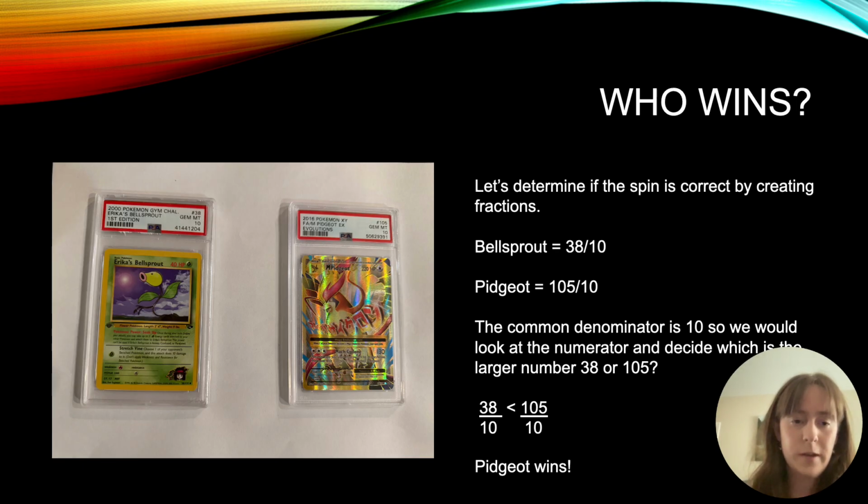Okay, using some math on these PSA cards, Bellsprout is 38 over 10. Pidgeot is 105 over 10. What do they have in common? Their denominator. The denominator is what? 10. Because we know their denominator is common and it's the same, we're going to then look at the numerator. The numerator is the number on top. It's different. Which one's bigger? 38 or 105? 105. So we're going to be using this sign because 38 over 10 is less than 105 over 10. So Pidgeot did win.